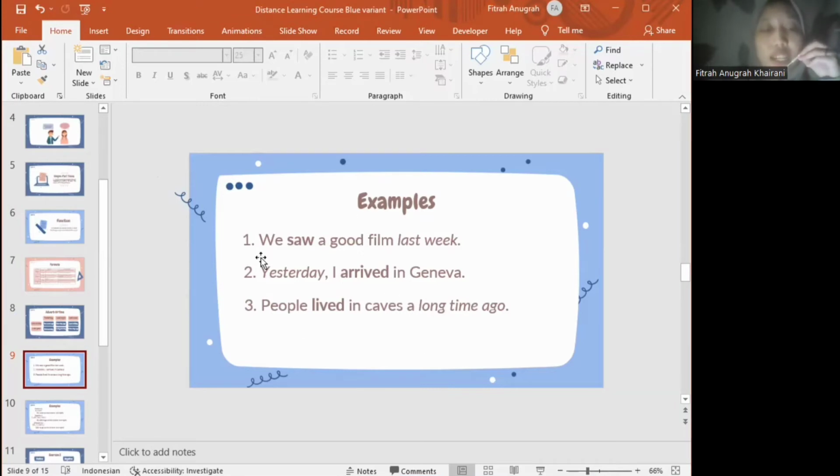So there are 3 examples of simple past tense. I will read the sentence. We saw a good film last week. Second, yesterday I arrived in Geneva. Third, people lived in a cave a long time ago. We move to the next example.